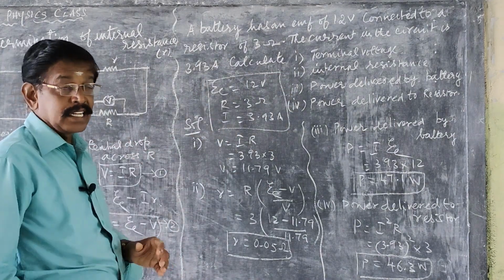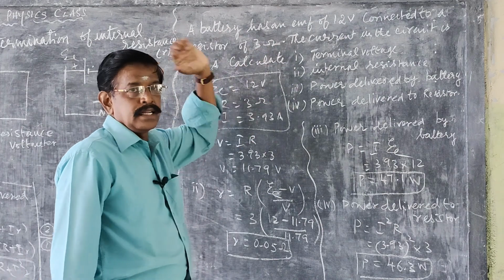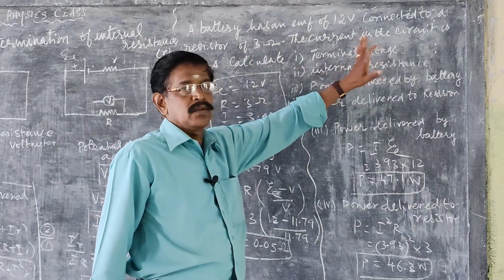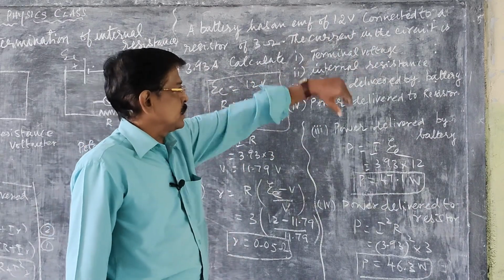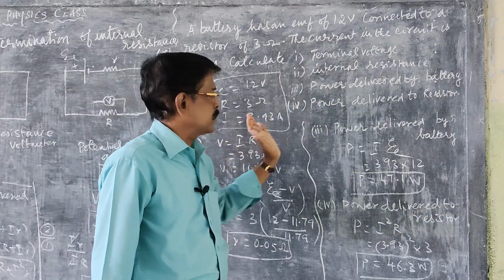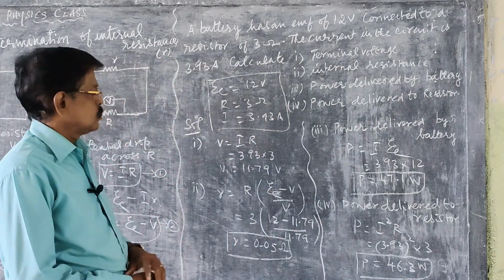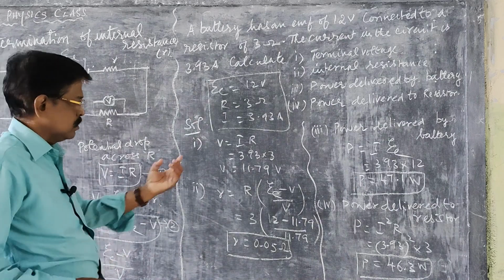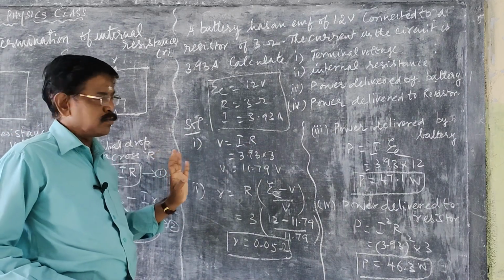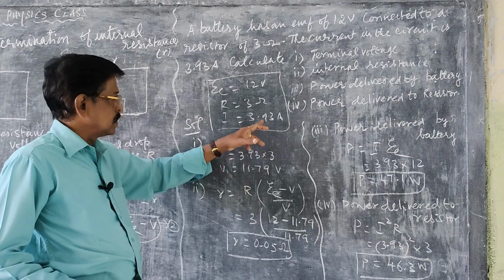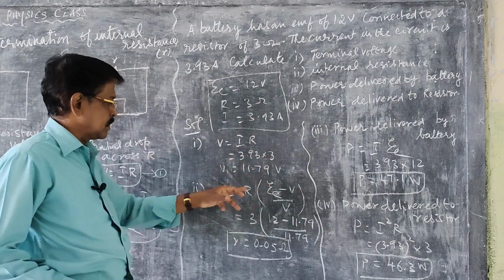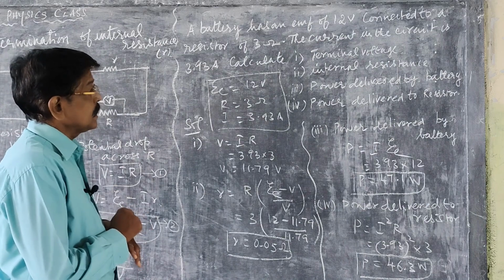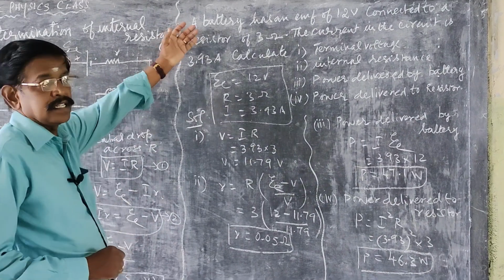These are the data given. So what are they asking? Calculate four things. First, terminal voltage. The second one, internal resistance, then power delivered by the battery, and power delivered to the resistor. So the first one, see, what is the terminal voltage? The formula is I into R, direct substitution. I is 3.93 multiplied by R which is 3, you get the terminal voltage. First one is over. The second one is the internal resistance of the battery you have to find.